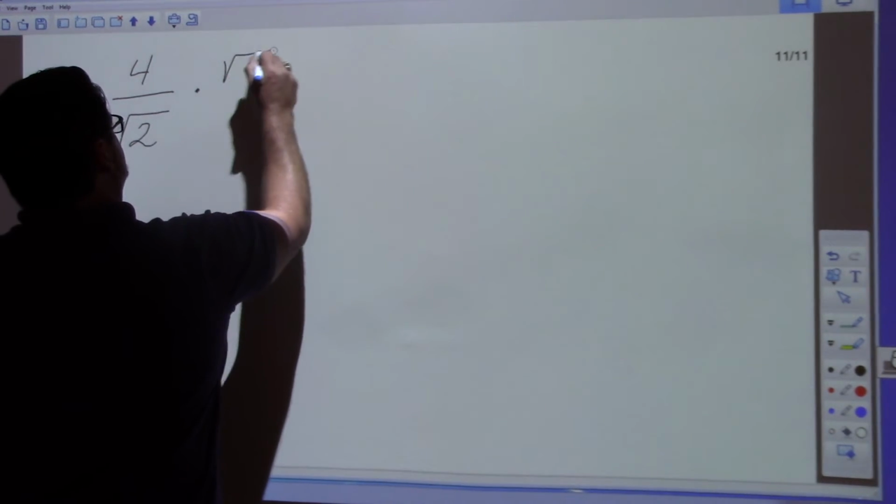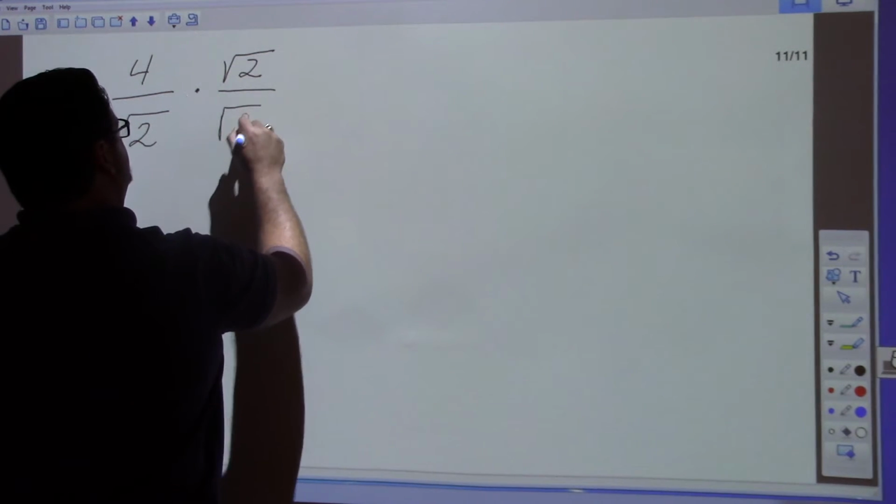So, let's take something simple. 4 over the square root of 2. That's pretty simple. Now, I've got a radical in the denominator, so I want to get rid of it. How do I get rid of it? I rationalize. I take the denominator and put it over itself and multiply through. What's the denominator? Square root of 2. So, I multiply by square root of 2 over square root of 2.